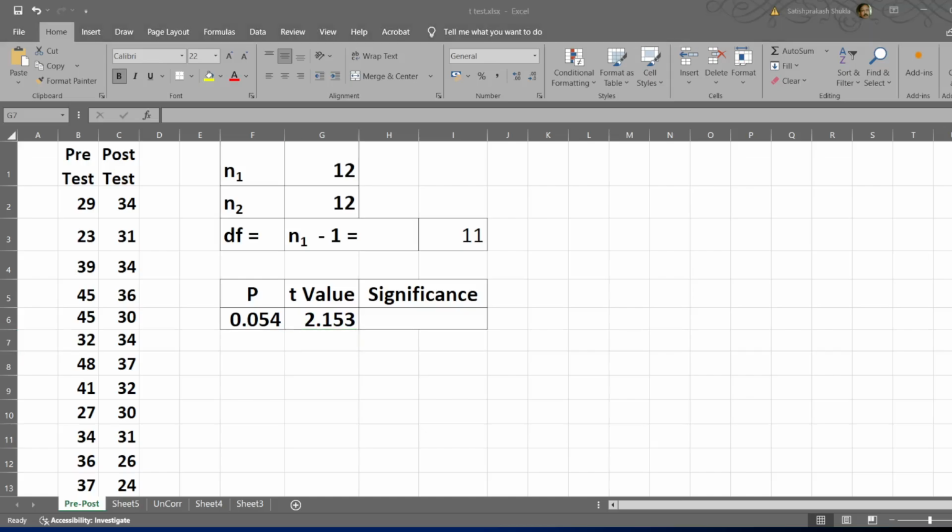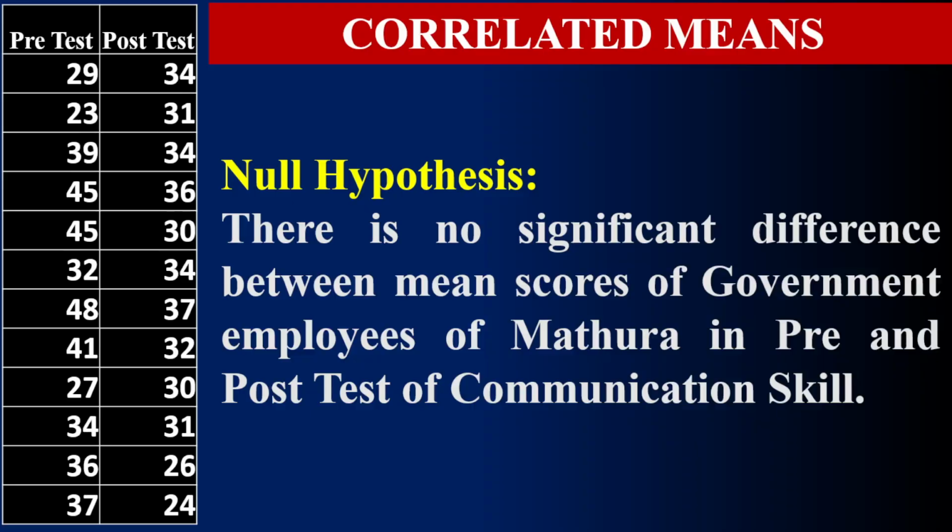For that, we take the entire results and try to understand how the hypothesis is checked on the basis of p-value and t-value. Here the probability values and t-values are given. First we see how the probability value is used to check the hypothesis.